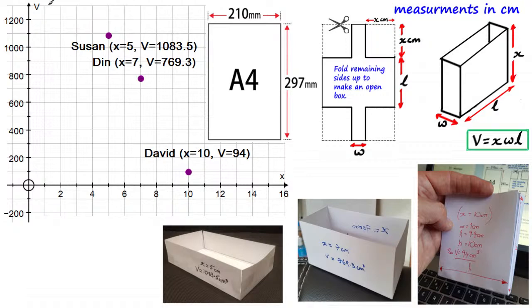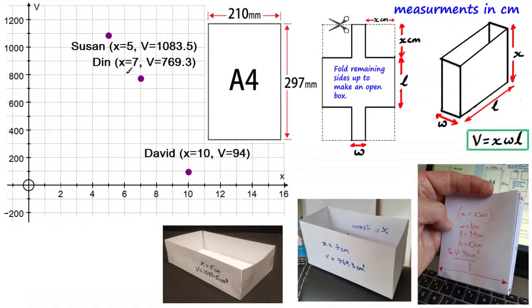I've got the volume V here. We're measuring in centimeters, so our X is measured in centimeters, the volume would be measured in centimeter cubes, and you can see I've plotted David's point here at X equals 10 and the volume turned out to be 94 centimeter cubes. So trust me, that is at 94, because it's going up in 100 intervals.